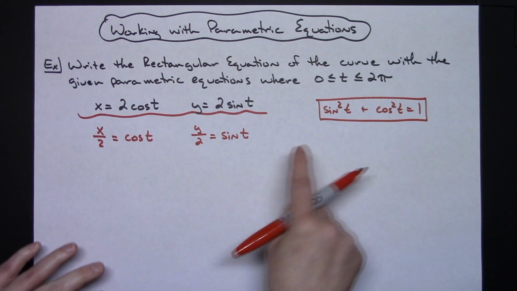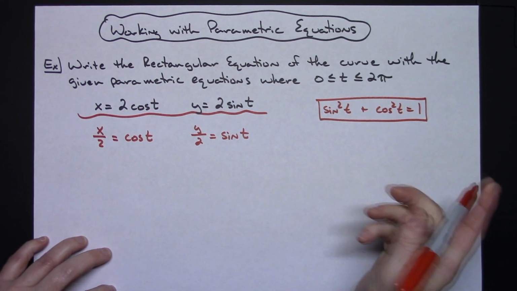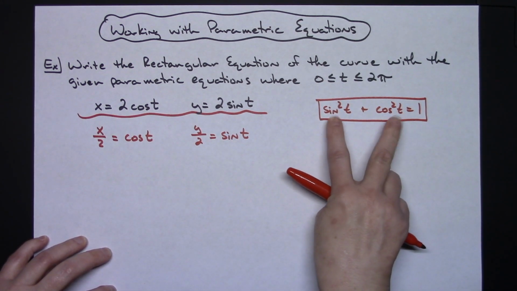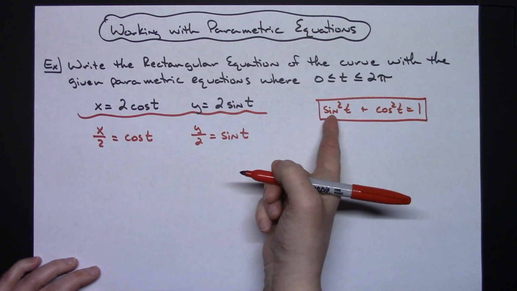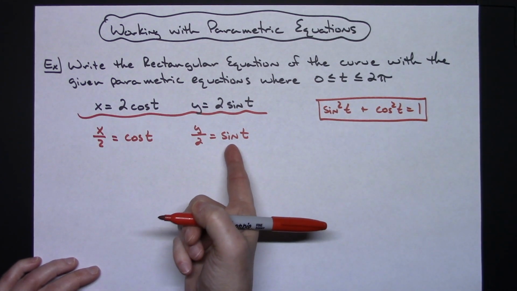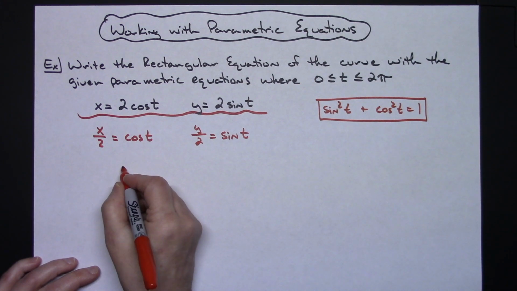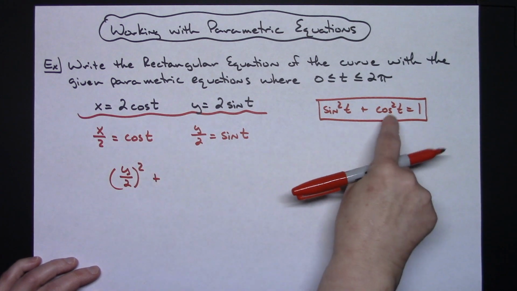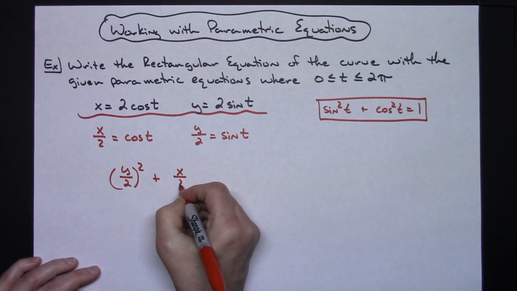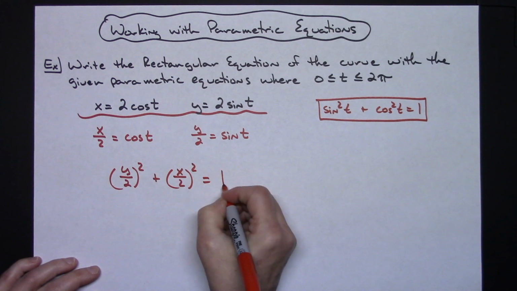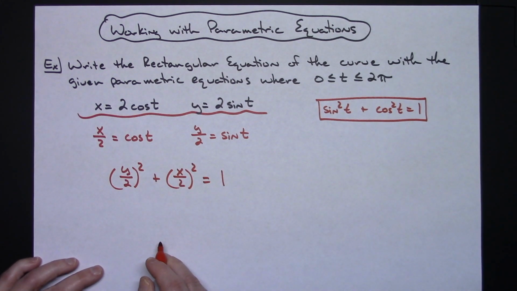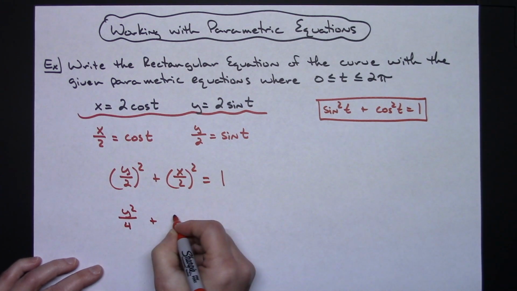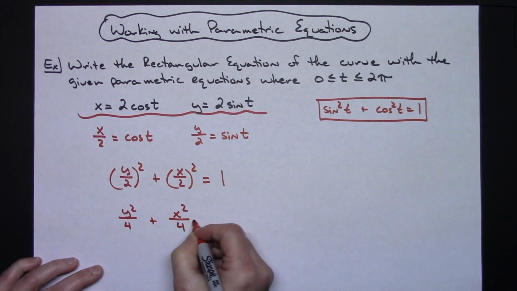Now I'm going to use this trig identity and just do a substitution. I know what cosine t is, I know what sine t is, so I can just square both of them. Sine squared t, my sine t is going to be y over 2, and I'm going to square it, plus I know what cosine is, so that's going to be x over 2, and then I'm going to square it, and that's going to be equal to 1. If I do some simplifying here, I'll have y squared over 4 plus x squared over 4 is equal to 1.